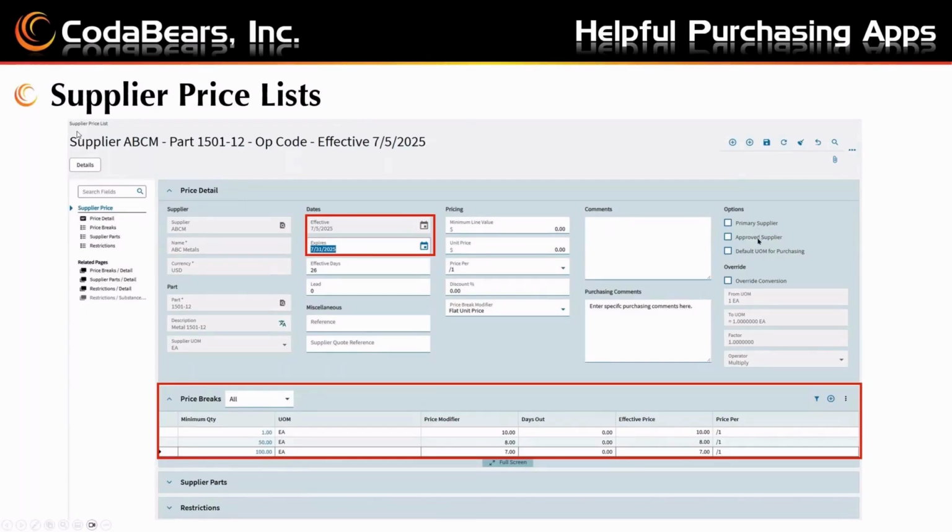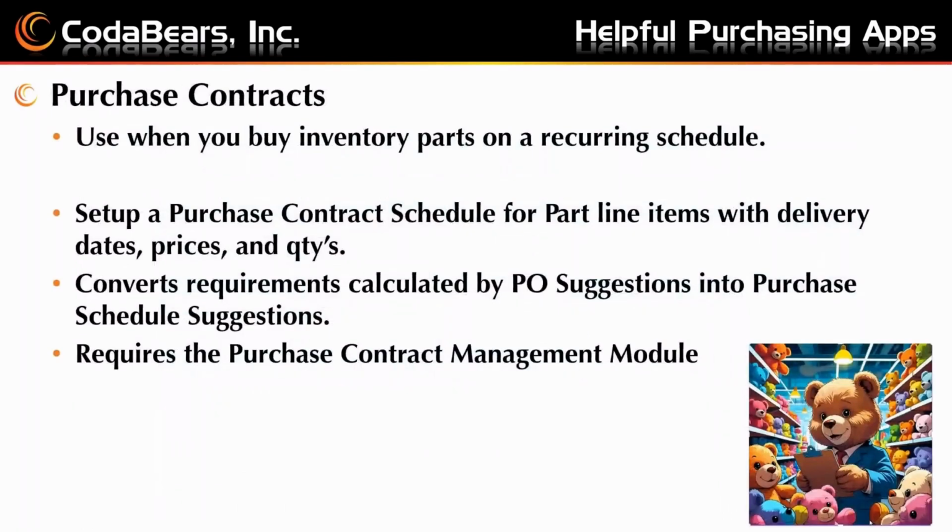Switch over to purchase contracts. When you buy the purchase contract module, you do need to have the purchase contract module, so that'll be an add-on from Epicor to use the purchase contract functionality. That will allow you to buy inventory using a recurring schedule.